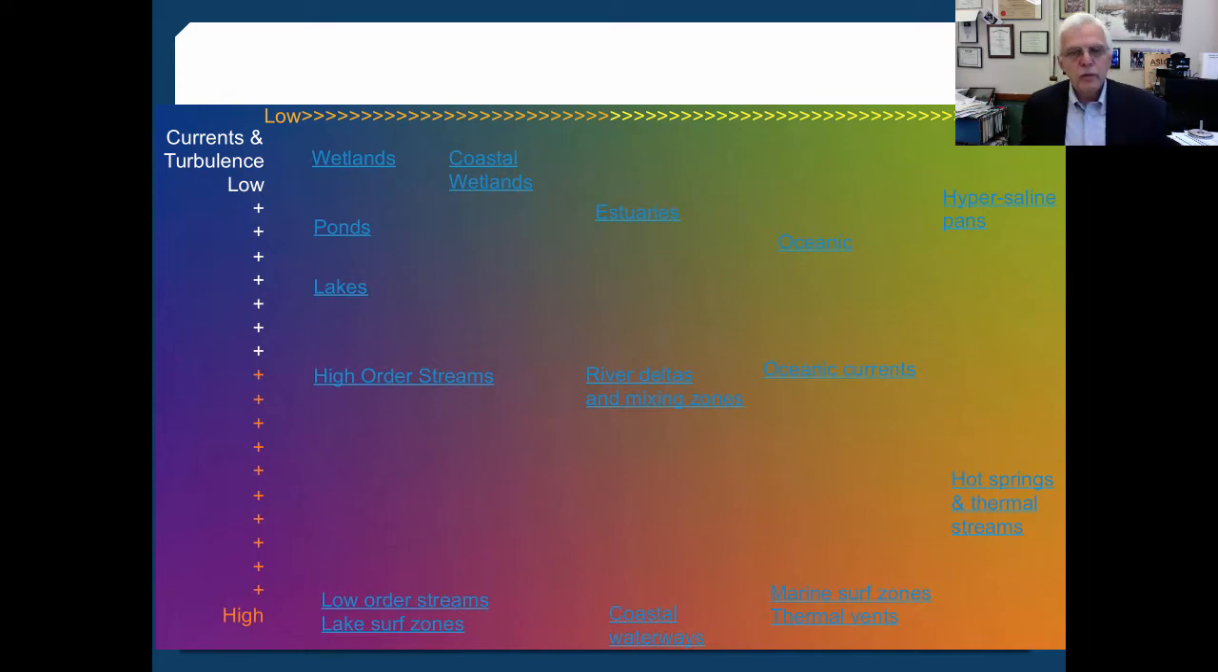So here we see my two favorite gradients. We have a gradient on the left-hand scale from low to high turbulence, currents and turbulence, and from low to high salinity on the top. And I've tried to color this in a way that would sort of remind you where you are. This is hotter colors over here, so it is sort of hotter in terms of salinity, and this is sort of purpler over here, and that indicates very high turbulence and physical forces that operate within the systems.